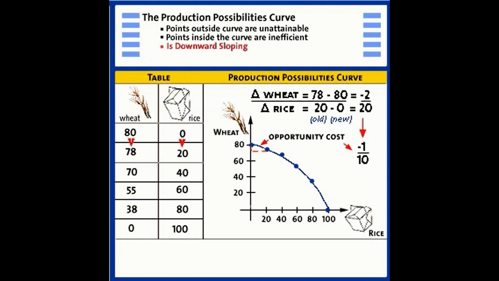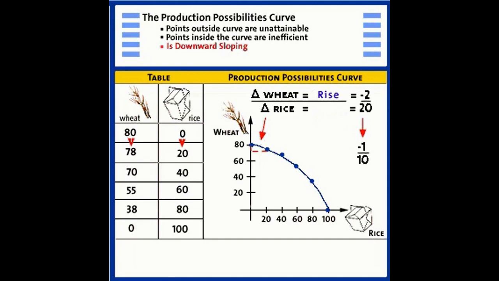As we move between these 2 points, the rise is the change in wheat production. The rise is the change in the vertical coordinate. That is, we go from 80 to 78, -2. That's the rise. The run is the change in the horizontal coordinate. We go from 0 to 20. So that change of 20 is the run.